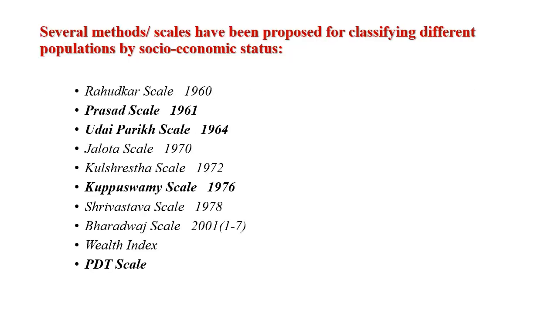So there are various methods and scales that have been proposed for classifying different populations by socioeconomic status. Out of these, we will be dealing with the Kuppuswamy scale, then the Uday Parikh scale, then the modified BG Prasad scale, and then the PDT scales. These scales were developed at different times to assess the socioeconomic status in different ways.